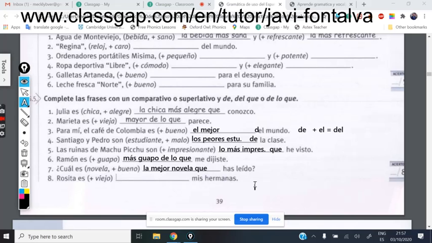Okay, ocho. Rosita es la... Now we are comparing here. We're comparing Rosita with my sister. Oh, okay, so then it is just más. So Rosita es más viejo. Okay, you could say más vieja, but remember, women hate being called vieja. So we have another word, which is mayor. De lo... Ah, sorry, it's not a verb. Que mis hermanas. Mayor que mis hermanas. So, Rosita es mayor que mis hermanas. Yeah, that thing like the vieja was mayor.